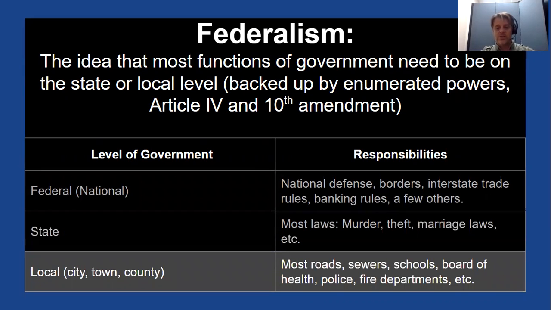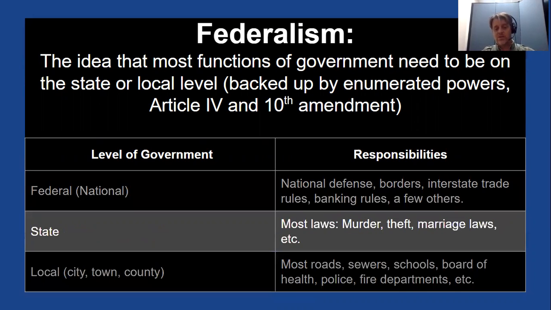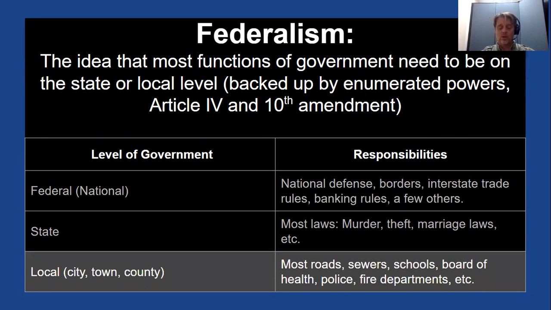And then the local, that's your roads, sewers, schools. So on the way to school or on the way in there's all that construction going on. That's got nothing to do with the federal government. It doesn't even have to do with the state government. That's all local. It's the locals that are making you late for school.